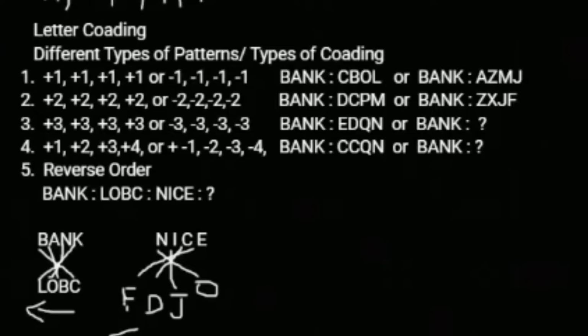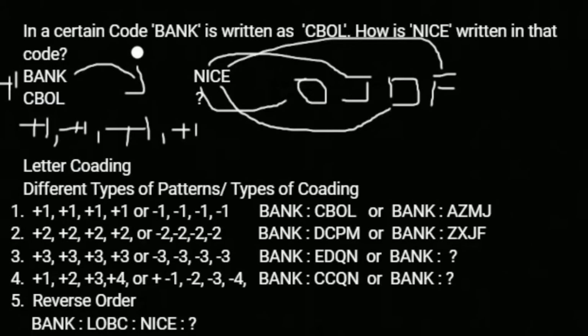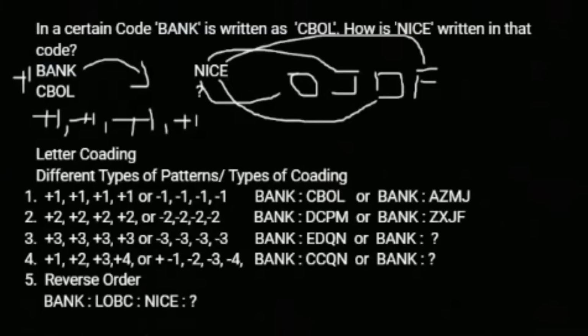That means when you go through the question, first you have to understand what pattern is being used in this question. Now these kinds of questions come with a sentence in this fashion: in a certain code, BANK is written as CBOL. How is NICE written in that code? So they will give you one combination of words and they will ask you to find the next combination. So whenever you find such a question, you have to understand that it is a coding and decoding question.